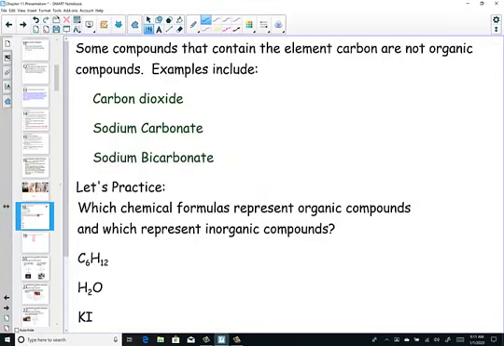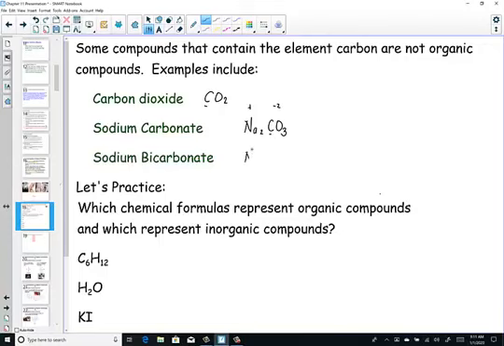Some compounds that contain the element carbon are not organic compounds, and we need to know these as well. Examples include carbon dioxide, which has the molecular formula CO2. Carbon dioxide contains the element carbon, yet does not qualify as an organic molecule. Sodium carbonate. Sodium, of course, is a +1 ion. Carbonate, CO3, carries a -2 charge, and so when we write out its formula, we get Na2CO3, sodium carbonate. Notice this carbonate contains carbon, and yet is considered not organic.